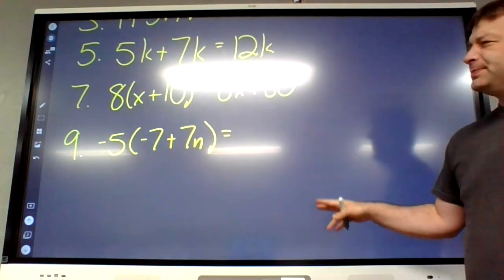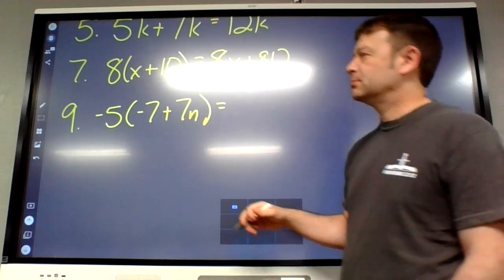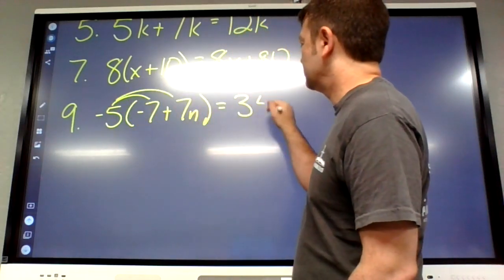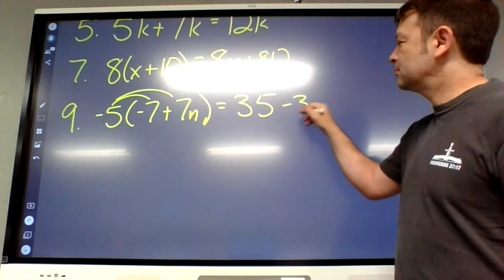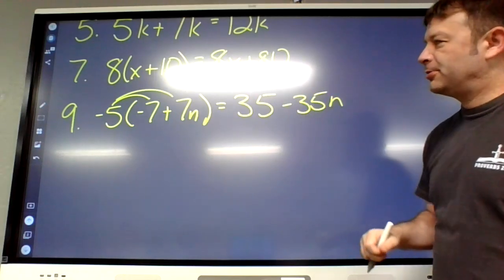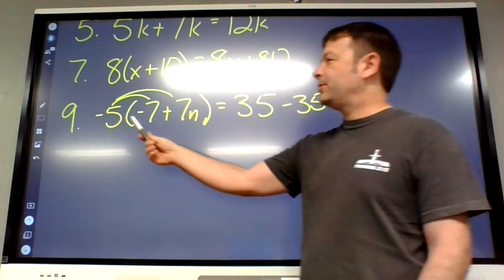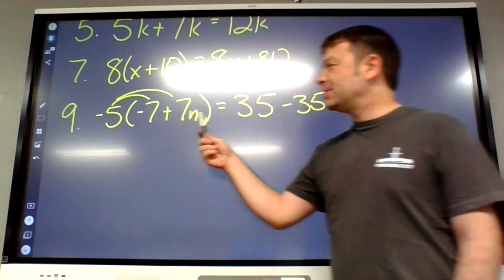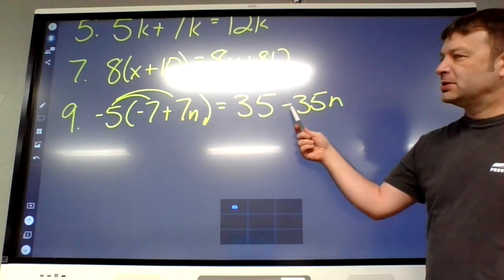All right, Nadia. So you distribute the negative 5. So it's 35, plus, or minus 35 then. Right. So make sure you distribute the negative on both. Negative times a negative is a positive. Negative times a positive is a negative.